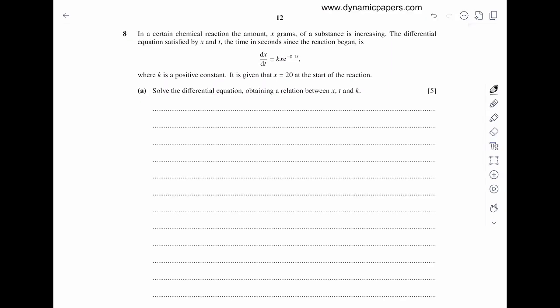1. That we have an amount x that is increasing. 2. That amount is increasing relative to time, which gives us dx by dt is equal to kxe to the power of negative 0.1t. 3. We're given an initial condition that x equals 20 at the beginning of the reaction. So then, we've got 3 ingredients to work with, but the thing is, we now have to present this mathematically.